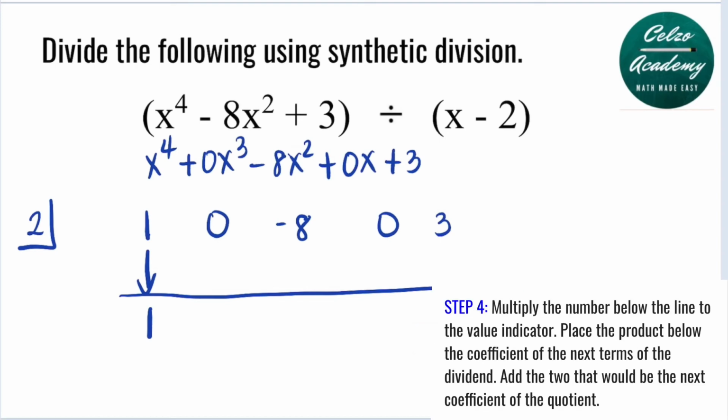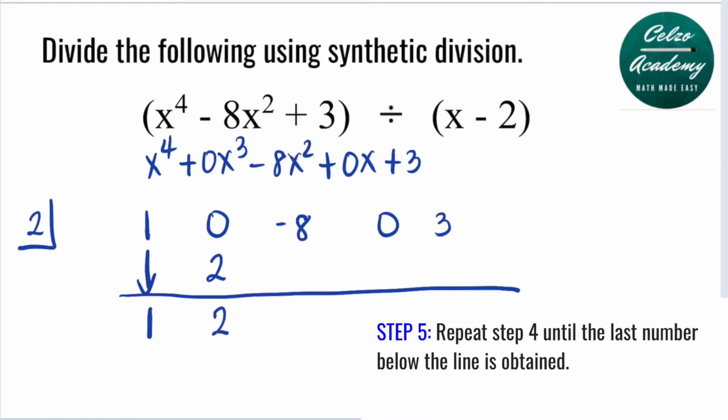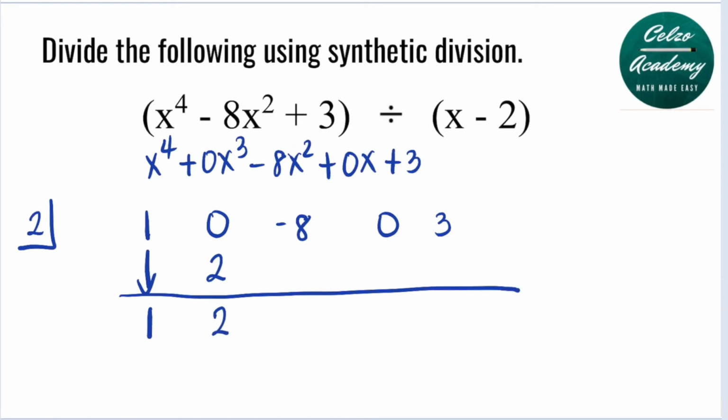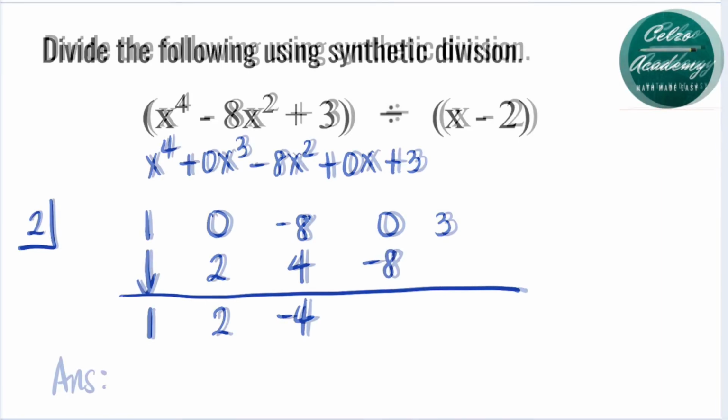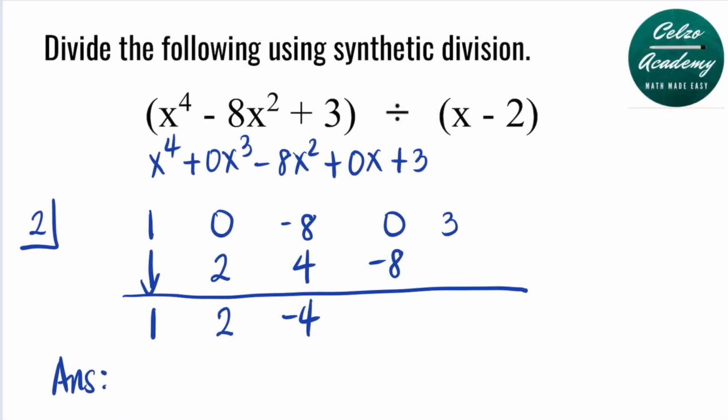Now we need to multiply 1 by the value indicator 2, which is 2. Then we add 0 plus 2, that's 2. And we will repeat the process. Multiply 2 times the value indicator 2, that's a 4. Adding negative 8 and 4, that's negative 4. Now we multiply negative 4 by the value indicator 2, that's negative 8. 0 plus negative 8 is negative 8.